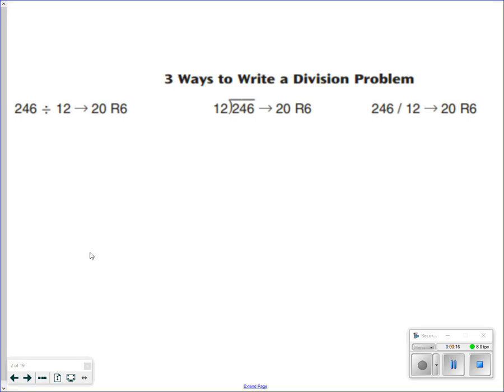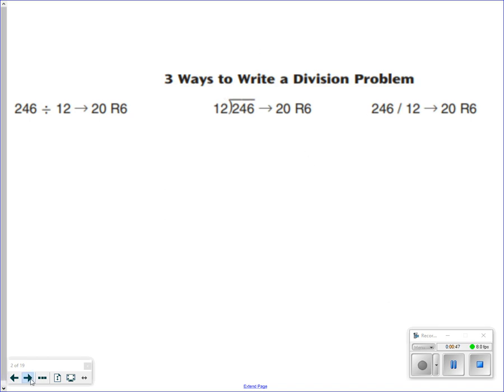There's three ways to write a division problem. You have the division symbol, so 246 divided by 12 equals 20 remainder 6. Then you have the division symbol when you're dividing, how many 12s go into 246. And then you also have the slash, 246 divided by 12. Essentially, it all turns out to something that looks like this. So 246 divided by 12, you put the smaller number into the bigger number here. Same thing here, 246 you put inside, and then you take the 12 into it.